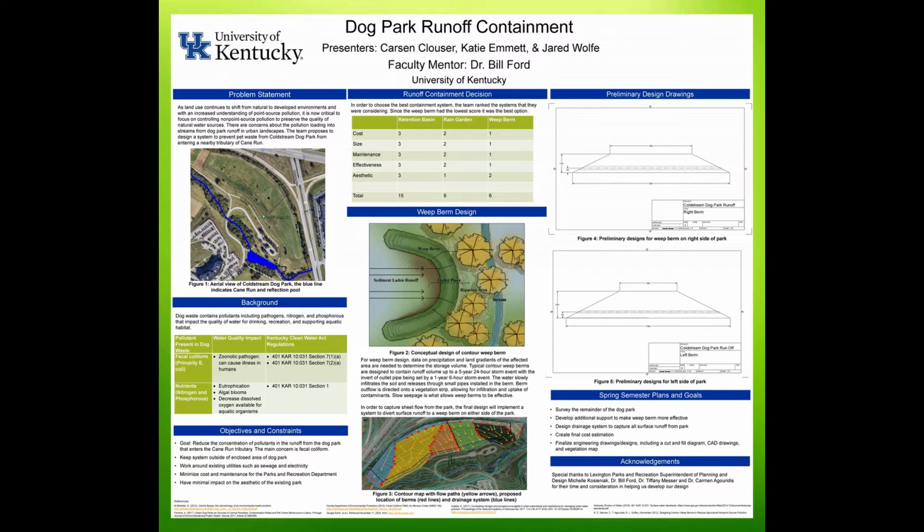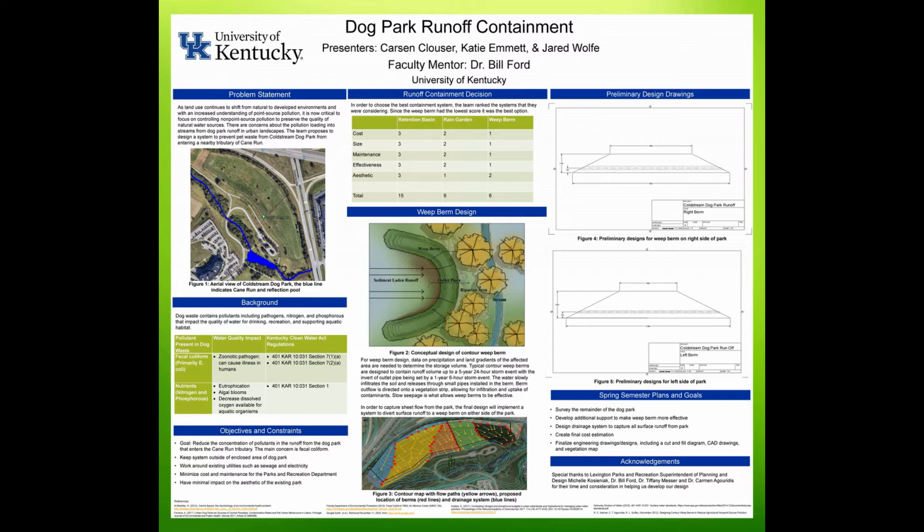So the problem our project is looking at is that as land use continues to shift from natural to developed environments, and with an increased understanding of point source pollution, it is now critical for us to focus on controlling non-point source pollution to preserve the quality of our natural water resources. There are concerns about pollution loading into streams from dog park runoff and urban landscapes. Our team proposes to design a system that prevents pet waste from the Coldstream Dog Park in Lexington from entering a nearby tributary of Cane Run Creek.